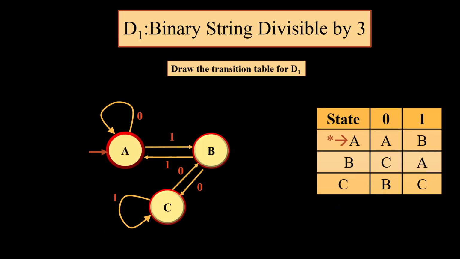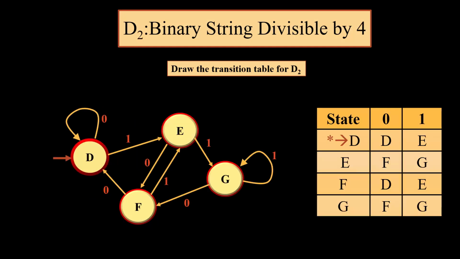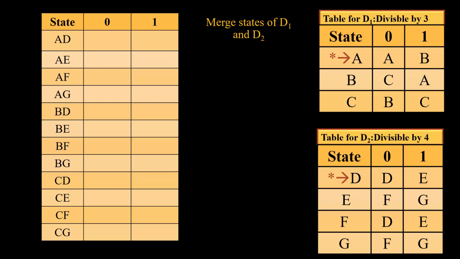Now we will draw the transition table corresponding to D1. D1 is binary string divisible by 3 and D2 is binary string divisible by 4. We will draw the transition table corresponding to D2. And now we will merge these two sets of states of D1 and D2. We have 3 states of D1 and 4 states of D2. So in all we will have 12 states, 3 cross 4.